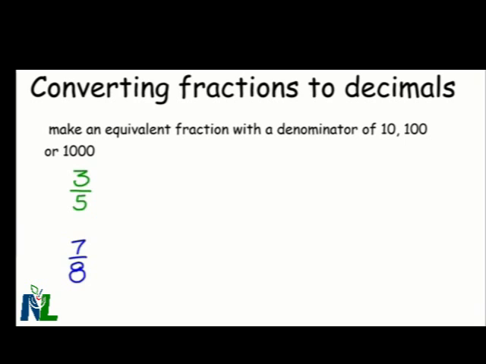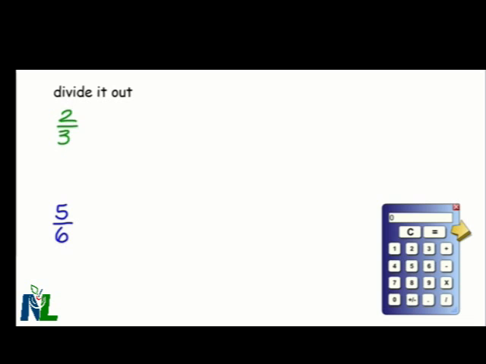This video is about converting fractions to decimals. So there's two basic strategies to make a fraction into a decimal number. One is to write an equivalent fraction with a denominator of 10, 100, or 1,000, and then they can be written as a decimal. Or the other strategy is to do some division.